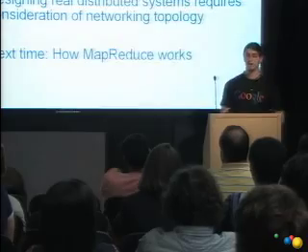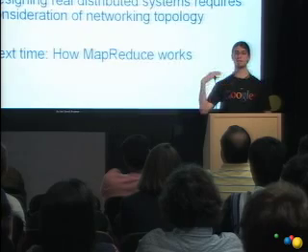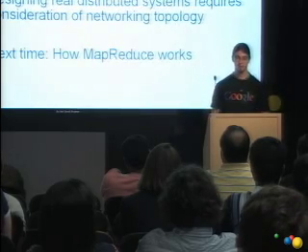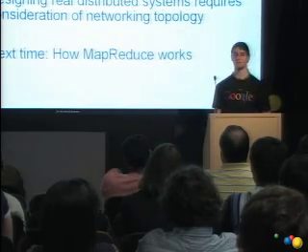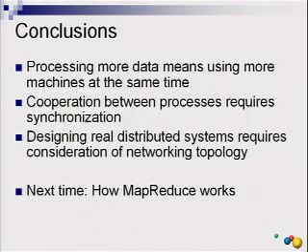So to conclude the lecture, processing more data is going to mean using more machines at the same time. That's because Moore's law has pretty much maxed out, mostly because of the memory bandwidth issue. Anytime we're going to cooperate between multiple processes, we have to use synchronization primitives, which start having problems such as deadlock and race conditions and trying to debug these issues that come up maybe one run out of every 50,000. And whenever we're going to design a real distributed system, we have to consider how all elements of the system, such as the network topology and the ability for individual components of our distributed system to fail, come into play.